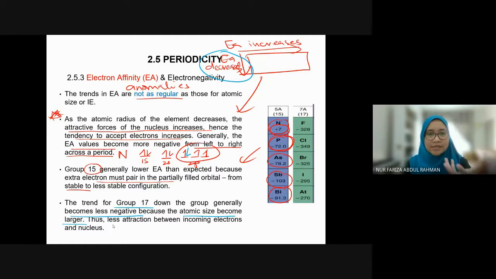the nucleus is unable to attract. Not unable, it can attract but not as much. Compared to when N decreases, N is small. Here N is already large, so the attraction is less. So attracting the electron in the atom itself is already trouble, what more accepting an electron from outside. Okay, so thus there is less attraction between the incoming electron and the nucleus.